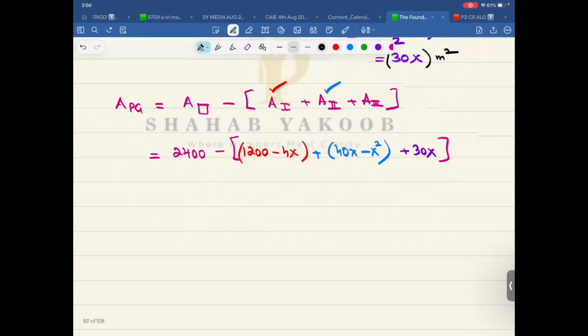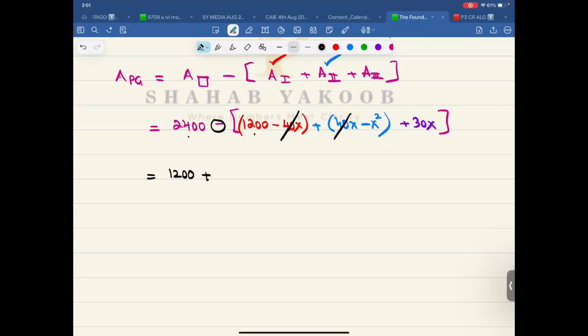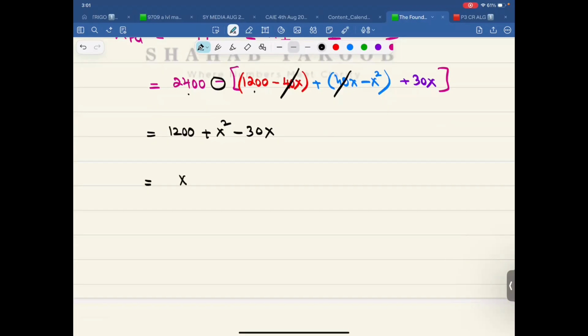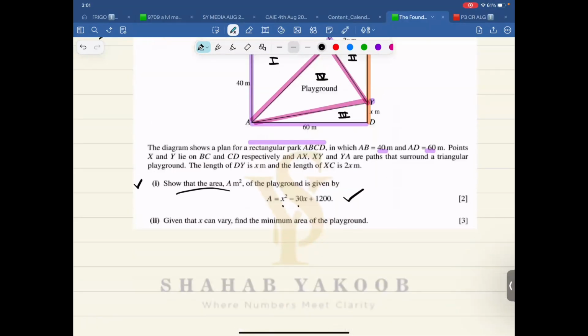So now if I simplify, first of all, this thing is 40x. Small silly mistakes, let me correct myself. Negative 40x and positive 40x cancel out. There is a minus over here, 2400 minus 1200, that is positive 1200. Then negative x squared becomes positive x squared, positive 30x becomes negative 30x, written in the proper order: first the x squared term, then the x term, then the constant term. And I have proven that yes, area is x squared minus 30x plus 1200.